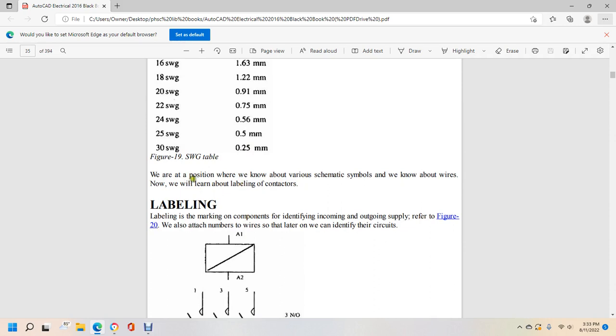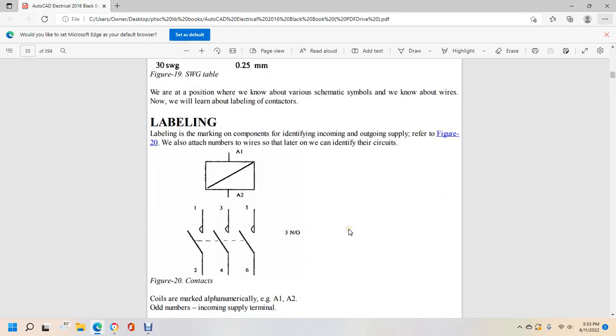We are at the position where we know the various schematic symbols and the wires, but now we learn about the labeling of contactors. The labeling marker for the component defines the incoming and outgoing source for the wires. Figure 20 shows attaching a number to the side of the wires. Later they can be identified within these circuits.